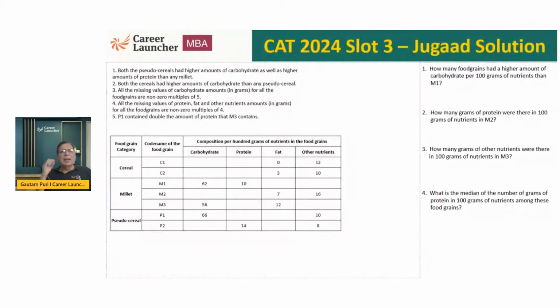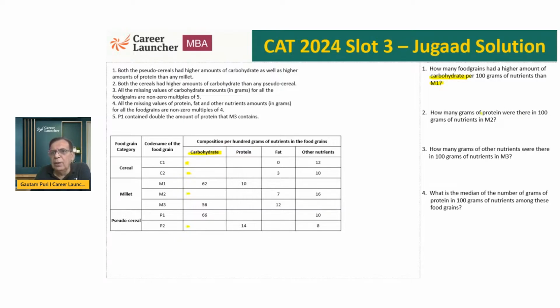And I'll again highlight. Question 1 is telling me we need to find how many food grains had higher amount of carbohydrates per 100 grams of nutrients than M2. Question 1 is telling me please find all the missing carbohydrate values so that you can find the answer to this question. Okay, so this is what question 1 is telling me. I need 1, 2, 3, 4 values. Okay. What is question 2 telling me?